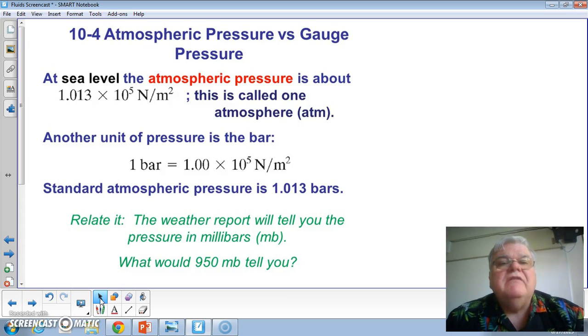And finally, we have atmospheric pressure versus gauge pressure. At sea level, atmospheric pressure runs about 1.013 times 10 to the 5th newtons per square meter. That's called 1 atmosphere of pressure. That's what you sort of feel on you around here. Remember, here in Lynchburg, though, we're about 800 feet above sea level, so it's a little bit less. Another unit of pressure is called the bar. You hear this on the Weather Channel a lot. They're talking about air pressure. They might talk about it in millibars. There are 1,000 millibars in 1 bar. That's all it is, just a different way to read pressure.